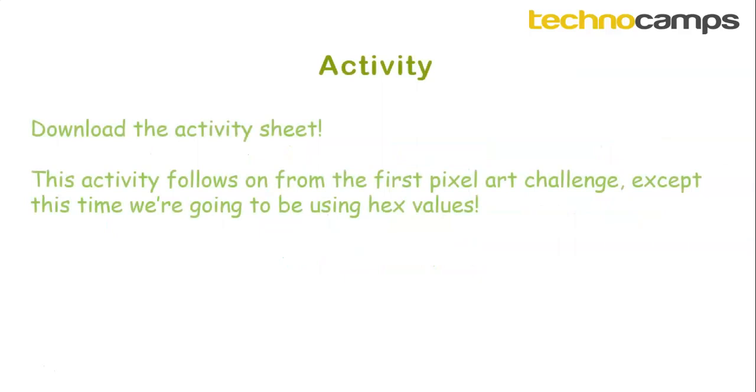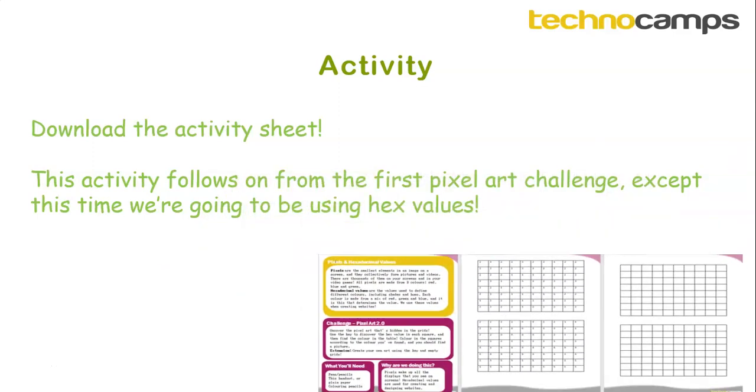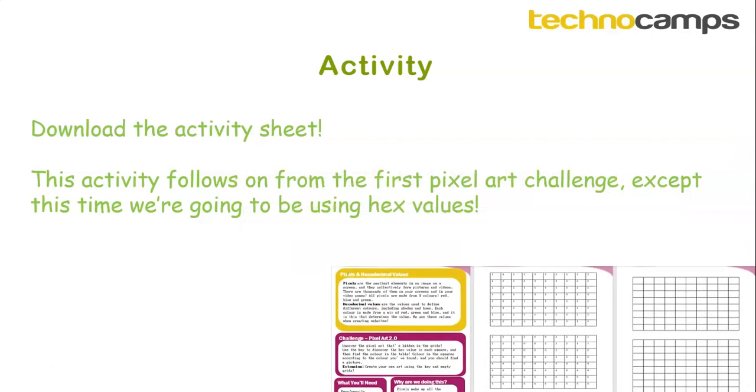So next, download the activity sheet attached to this. This activity follows on from the first pixel art challenge and follows a very similar format, except this time we're going to be using hex values instead of ones and zeros. This is what the activity sheet should look like.